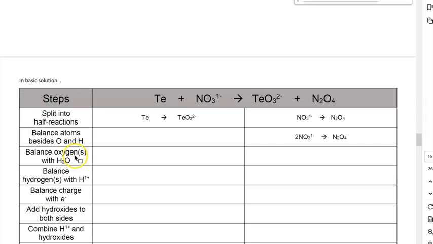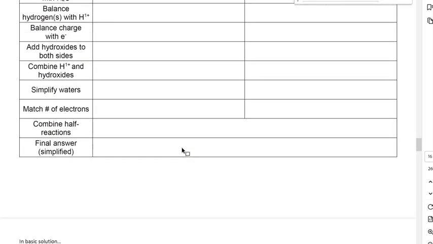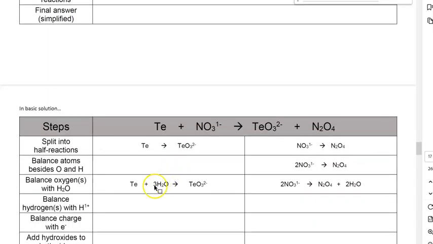Now I have 2 nitrogens on each side. Next step is to balance oxygen atoms with water. I have 3, so I'm going to have to add 3 waters, and I have 6 oxygens here and 4 here, so I'm going to have to add water to balance those oxygens. I have to get those to the same. So that's what this is going to look like on the next step. I added 3 waters on this side. Now I have 1 Te, 1 Te, 3 oxygens, 3 oxygens. Over here, I had added the 2 to have 2 NO3. I have 6 oxygens here, and I have 4 plus 2 oxygens from the water, so I have 6 oxygens on each side.